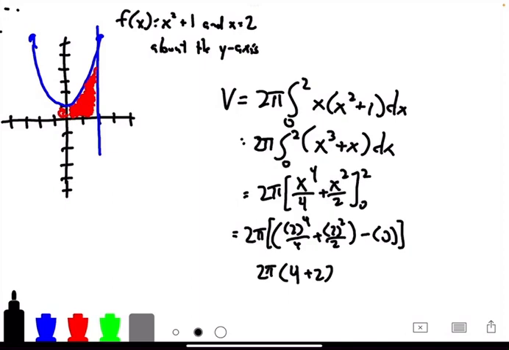And now we just slowly start breaking this problem down. 4 plus 2 gives us 6, and 6 times 2 is 12 pi. So that's our answer for this type of problem.